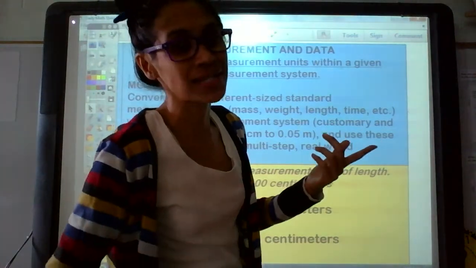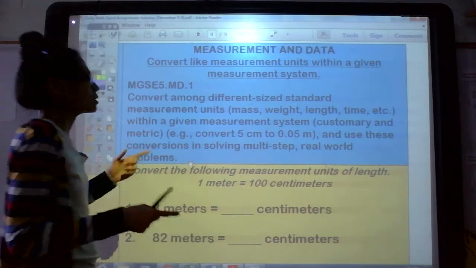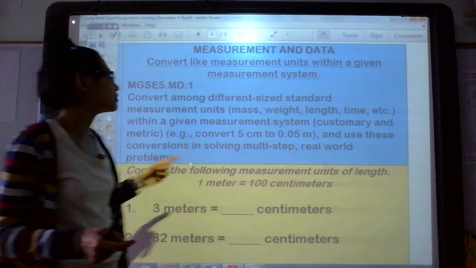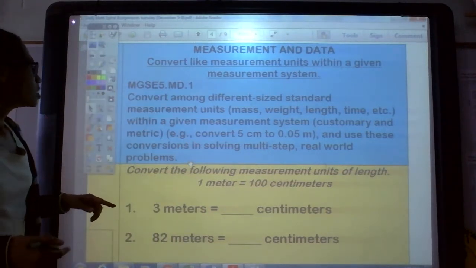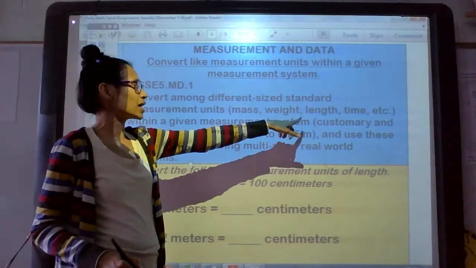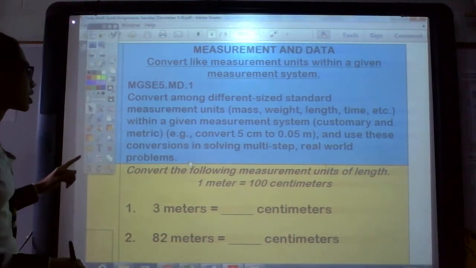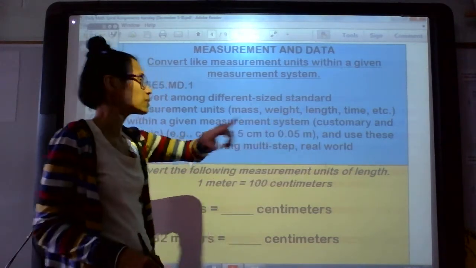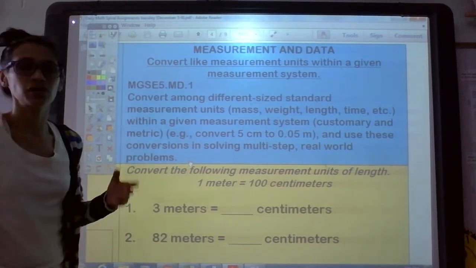Let's begin by reading the standard. Either read it with me on the screen or read it off your paper. It says measurement and data. Convert like measurement units within a given measurement system. MGSE5.MD.1. Convert among different size standard measurement units, mass, weight, length, time, etc. within a given measurement system, customary and metric. Examples given: convert 5 centimeters to 500 meters and use these conversions in solving multi-step real-world problems.